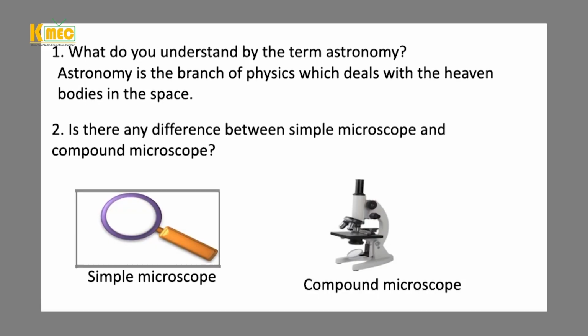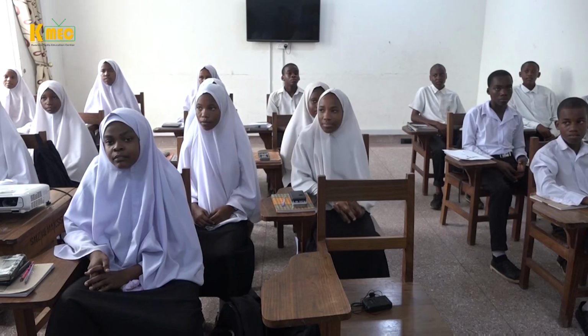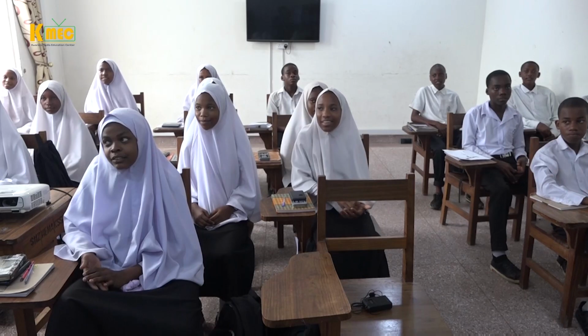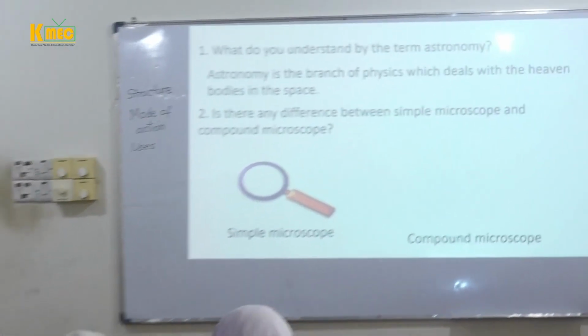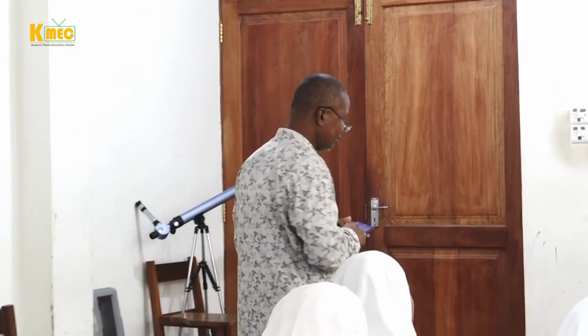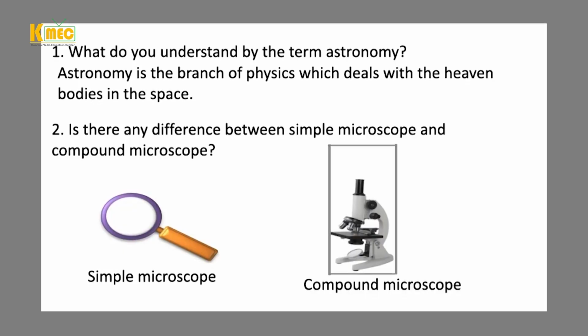Here we have the simple microscope. A simple microscope is just a simple glass, that is a convex lens. Now all of you say convex lens. Convex lens. We are familiar with it even in biology, in the classification of plants and animals, mostly small objects. Now let us see the compound microscope. All of you say compound microscope. Compound microscope.